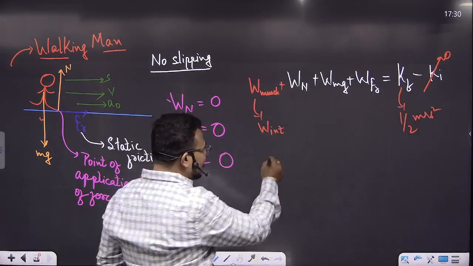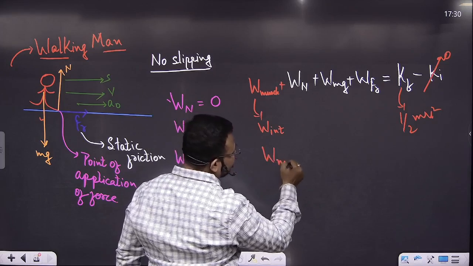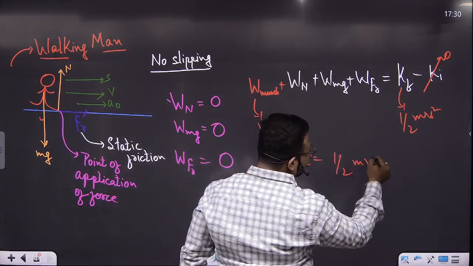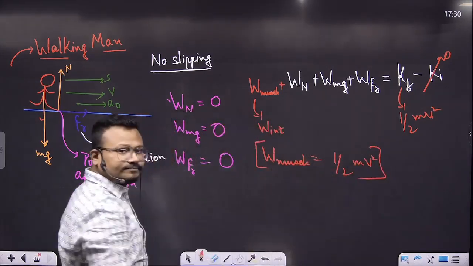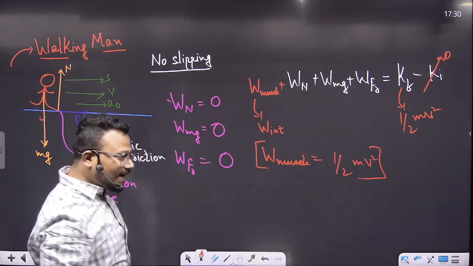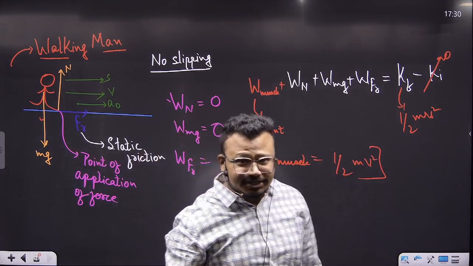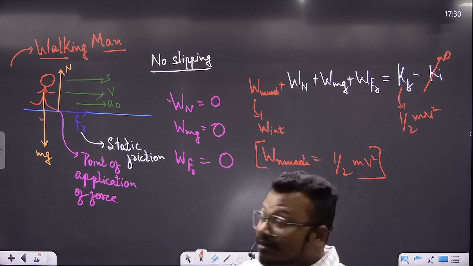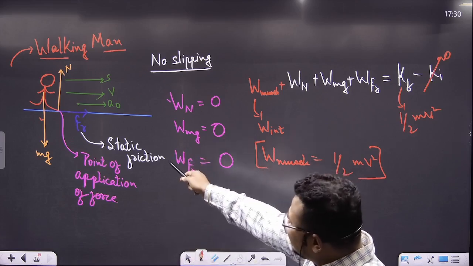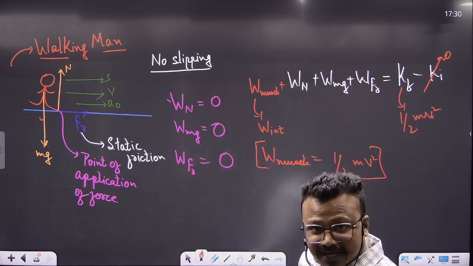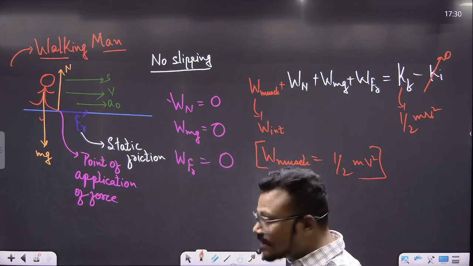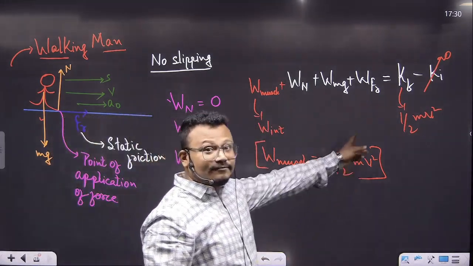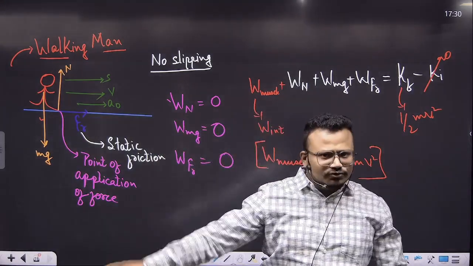So work done by muscle, what are you getting here? Half m v square. It's a beautiful concept. When does it happen? When the particle is moving in the no slipping condition, it is having velocity, it is having acceleration and displacement in front. So work done by muscle is half m v square. Acha, horizontal we have seen.